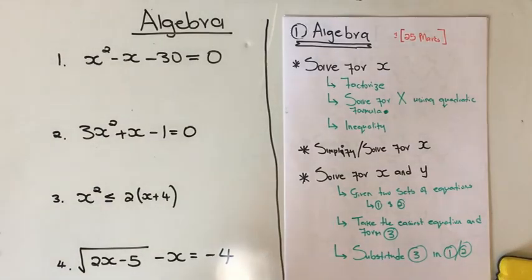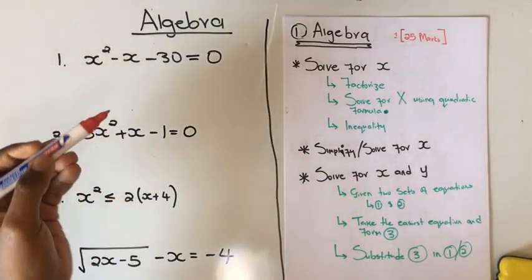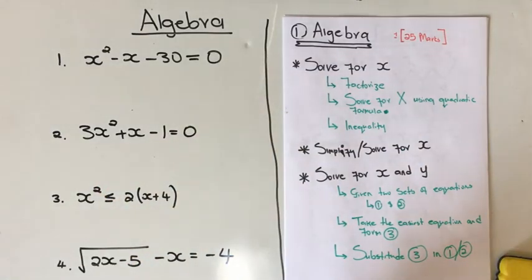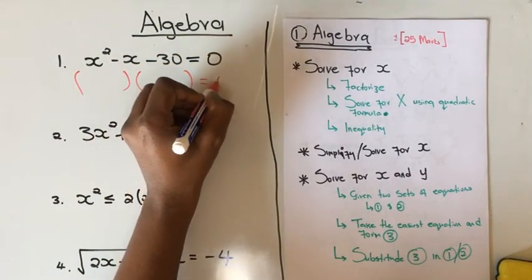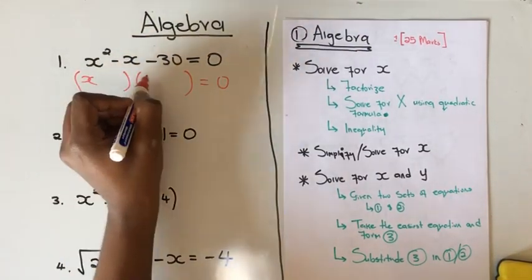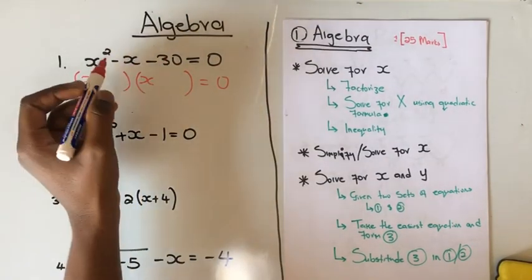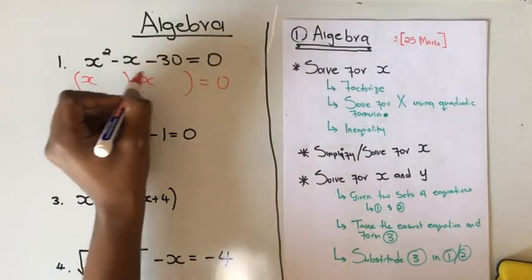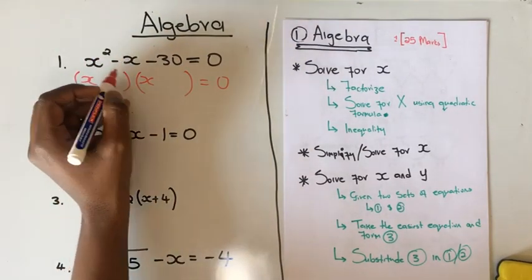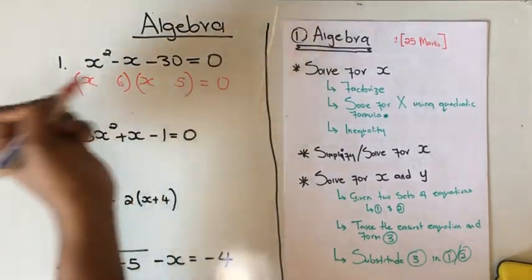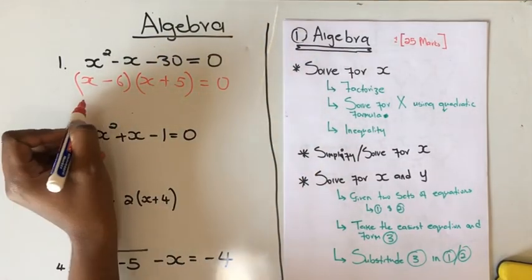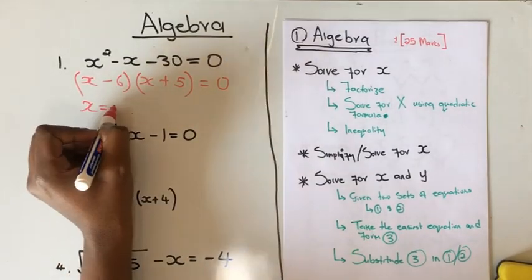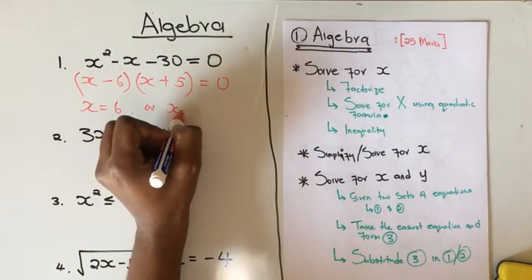Okay, so this is the one where they usually require you to know how to factorize in order to solve these problems. Basically this is how you do such a problem, because it's a quadratic. We know there are two brackets, and your first terms are going to be x and x, and then factors of 30 such that when you add or subtract you get 1. So it's going to be 6 and 5. Your 6 is going to be minus, and your 5 is going to be plus. Then you can quickly say your x is 6 or your x is minus 5.